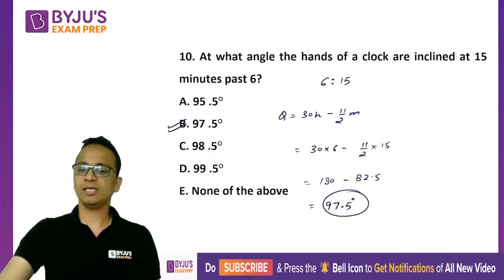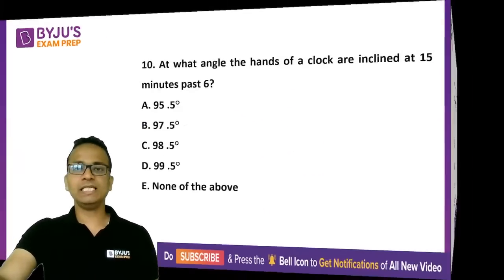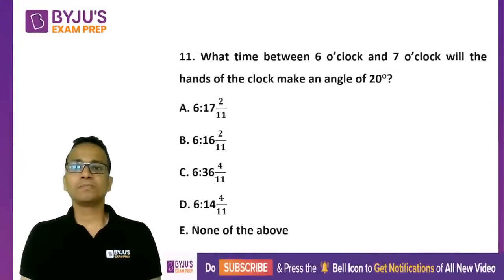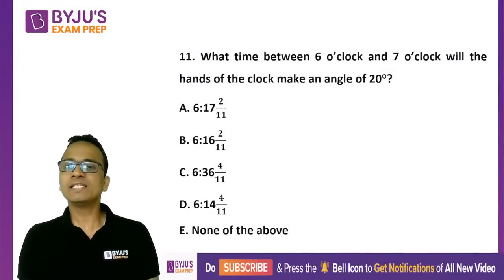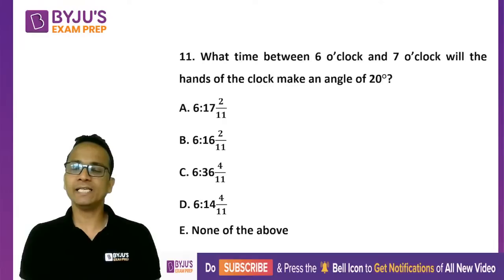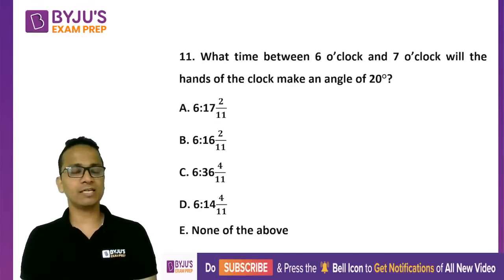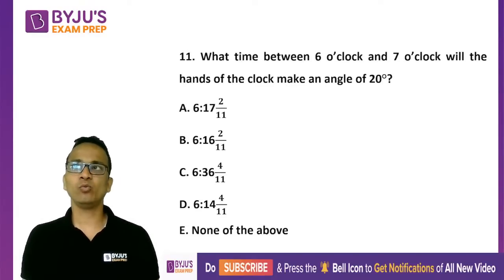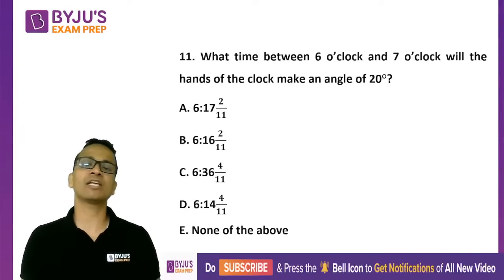All right. Let's move ahead. This was an easy question. What time between 6 and 7 o'clock will the hands of the clock make an angle of 20 degrees? 20 degrees का angle दो बार बन सकता है. One in which minute hand is before hour hand, one in which minute hand is after hour hand.